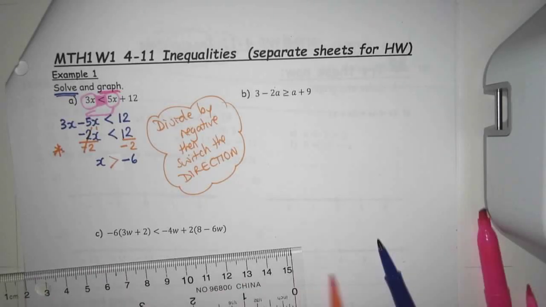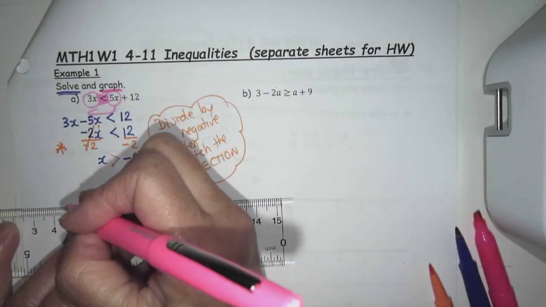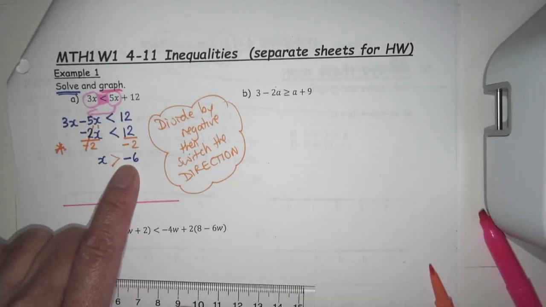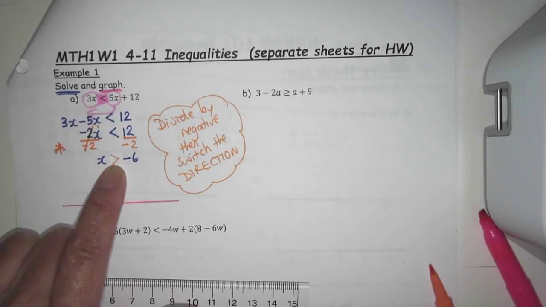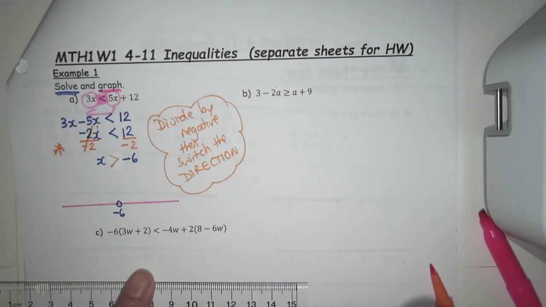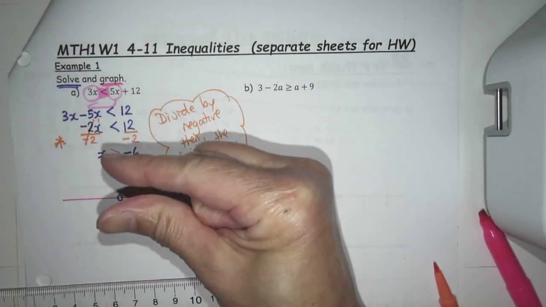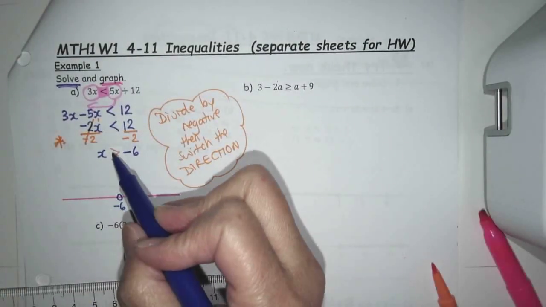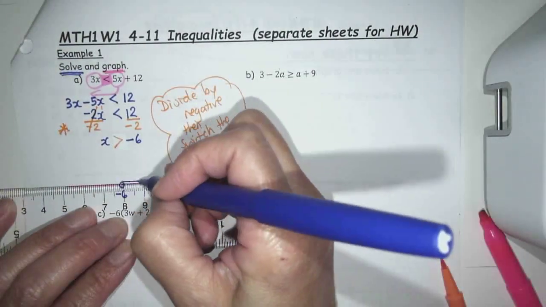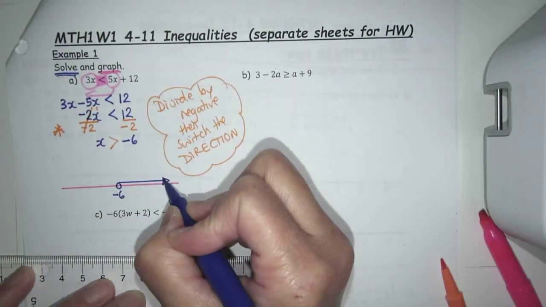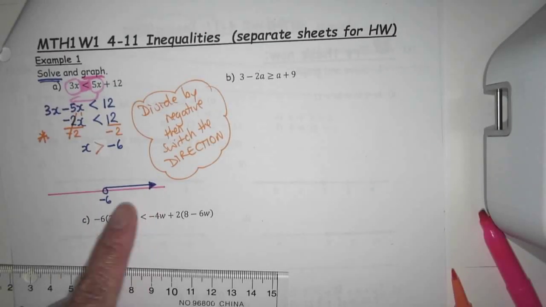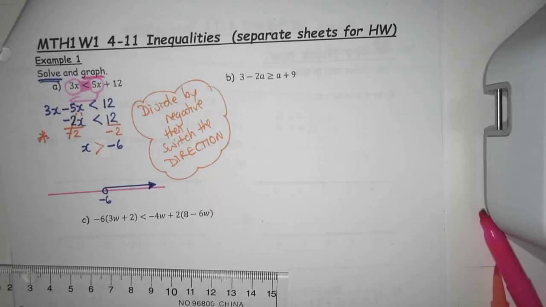Now, when we graph this, I want to see the number negative 6. Because this is not equal to, it's going to be an open circle on negative 6. And see how the mouth is open to the x? So you're going to read this, x is greater than negative 6. So to the right. Greater than is to the right, less than is to the left. So you just draw an arrow and say it continues that way. Make sure the line is long enough and with a ruler.